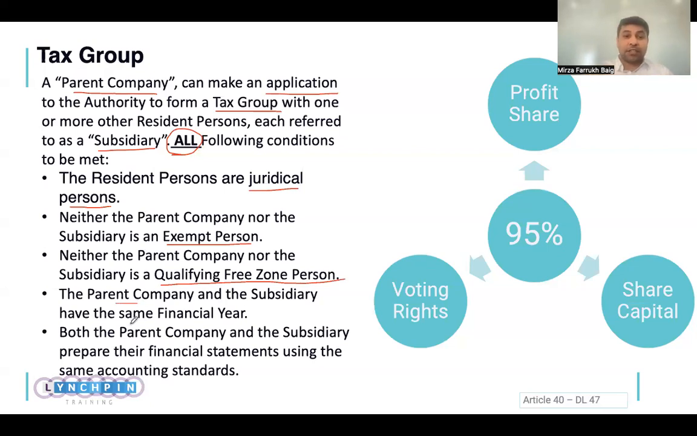The parent and subsidiary should have the same financial year. Again, a very important area. The reason is that the parent has to do the consolidation and a single tax return has to be filed. And the accounting standards used by parent and subsidiary should be the same. So apparently, if they are in UAE, most likely they'll be using IFRS. Just a caveat here that the financial year and accounting standard followed should be the same.